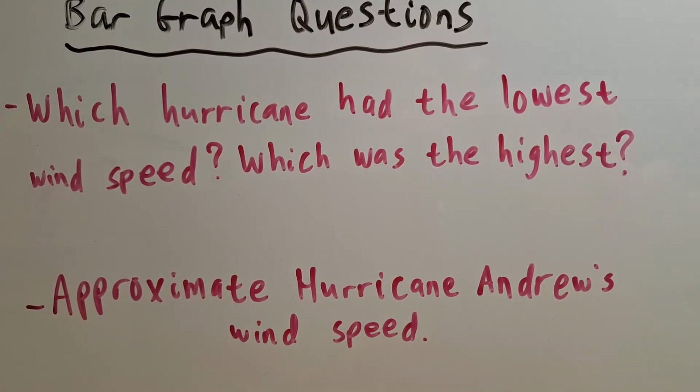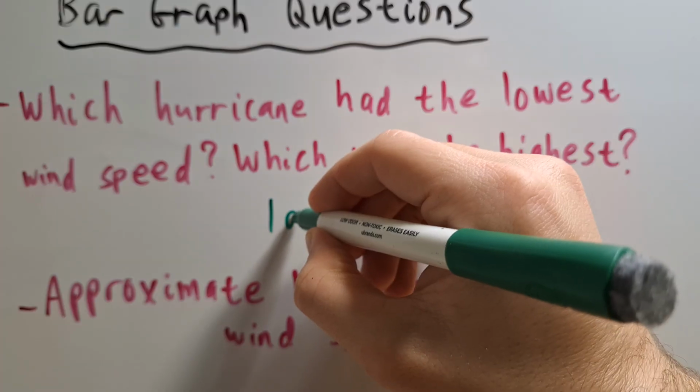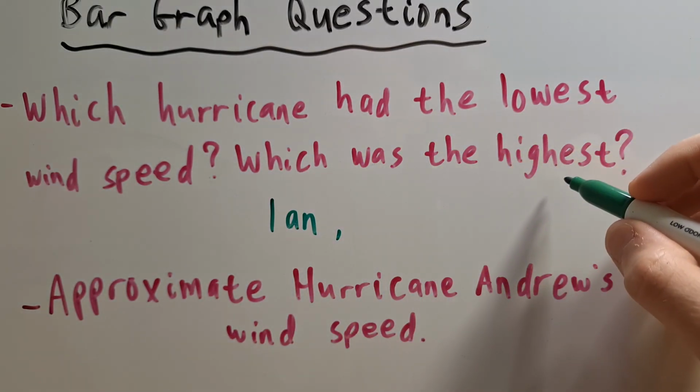Which hurricane had the lowest wind speed? That would be Hurricane Ian. And then which one was the highest? That was Milton.